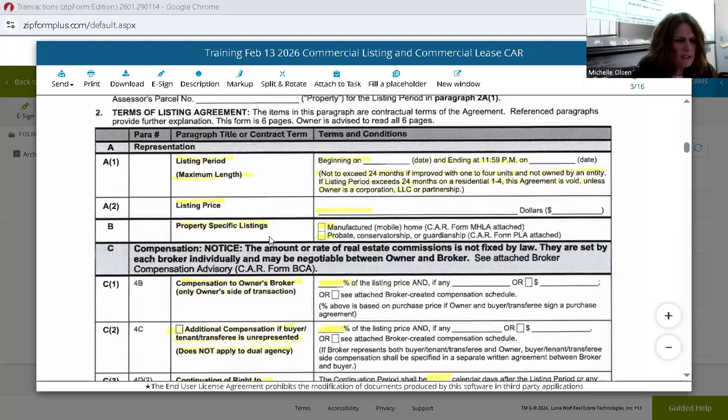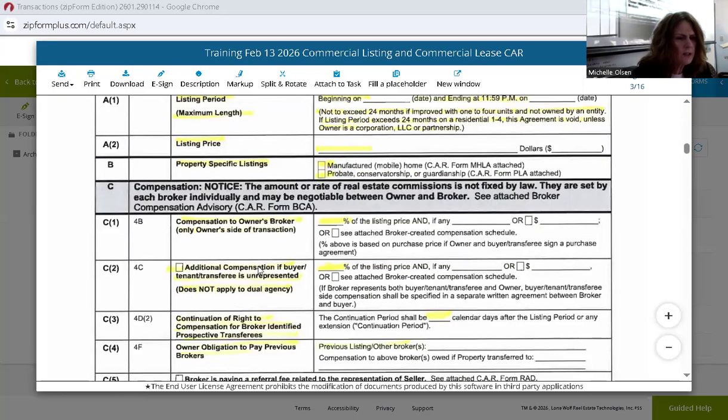For property specific listings, you would check manufactured mobile home if that's the case, or probate, conservatorship, or guardianship. It's telling you that compensation is not fixed by law and is set by each broker and negotiable between owner and broker. Coming down, this is all going to be very familiar. Compensation to owner's broker is only the owner's side of the transaction. You put your percent here, not the other agent's. Just the listing side here.